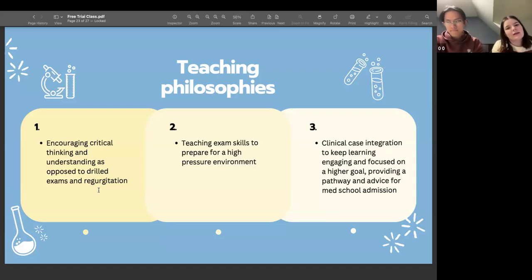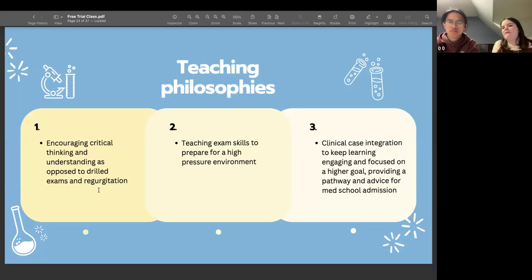Rebecca will take over. Yeah, so as we demonstrated just before, we aim to integrate clinical cases into our learning, and we do that to keep it engaging for you guys and also to make sure that the greater picture of medicine being the goal is always embedded in the classes. It makes it so that the learning doesn't feel meaningless or like it's just for a test. It's actually for your future and to help people.